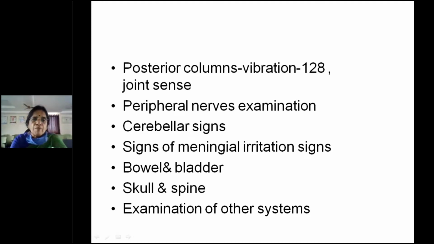And last, you have to feel for the skull and spine. So what for the skull? Usually, if the patient gives a history of trauma, road traffic accident or fall from a height, then you have to palpate the skull and see whether there is any depression or depressed fracture. You can make out. Or sometimes the patient might have forgotten the injury.